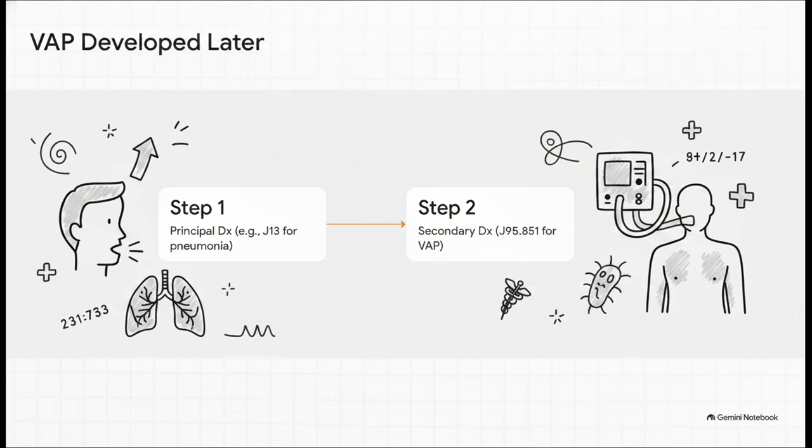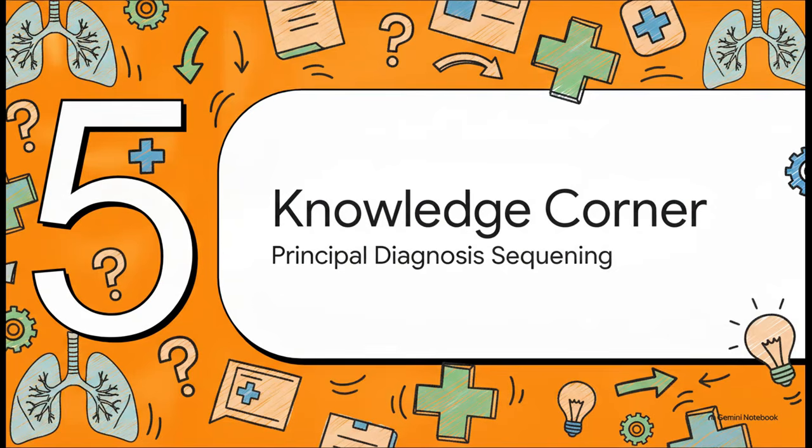But let's say a few days later things take a turn, the patient is intubated, and they subsequently develop VAP. Step 2. Code J95.851 for ventilator-associated pneumonia is assigned as an additional secondary diagnosis, provided, of course, the physician explicitly documented that linkage. The admission diagnosis keeps that principal spot. Section 5. Knowledge Corner. Principal diagnosis.